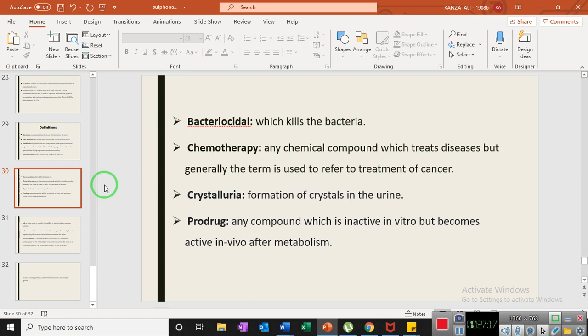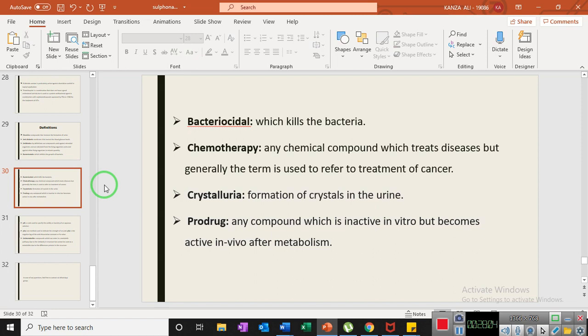Mind it, when we are using urea, URIA, in the word, that indicates something in the urine. For example, crystalluria, crystals in the urine. Glycosuria, glucose in the urine. Proteinuria, protein in the urine. Hematuria, blood in the urine.